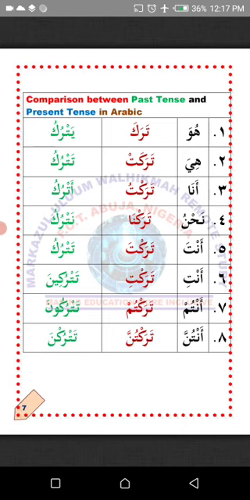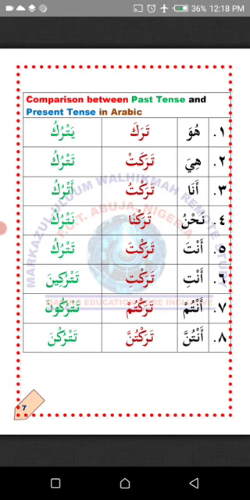Number 6. Anti, you, talking to a single female person. Tarakti, you left or you have left. Tatrukina, you leave or you are leaving. Number 7. Antum, all of you, referring to a group of male persons. Taraktum, you all left or you have all left. Tatrukuna, you all leave or you are all leaving.